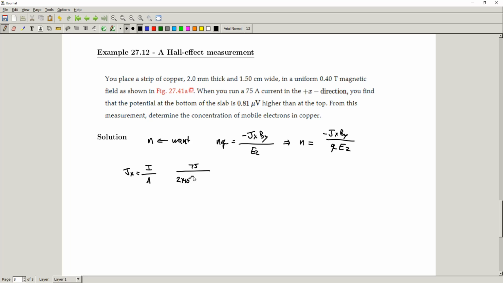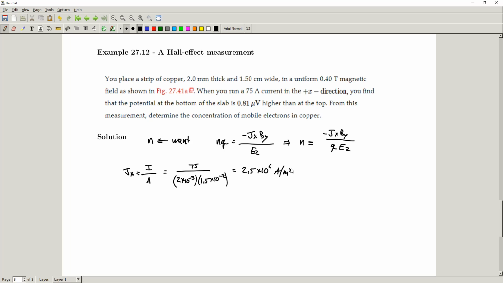2 times 10 to the negative 3 times 1.5 times 10 to the negative 2. Sorry, there should be an equal sign there, and if you do this calculation, you find 2.5 times 10 to the 6 amps per meter squared. So that's our current density in the x direction.